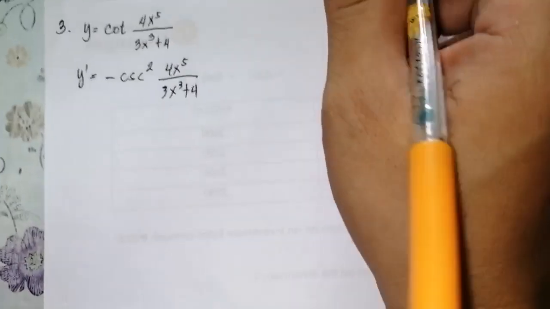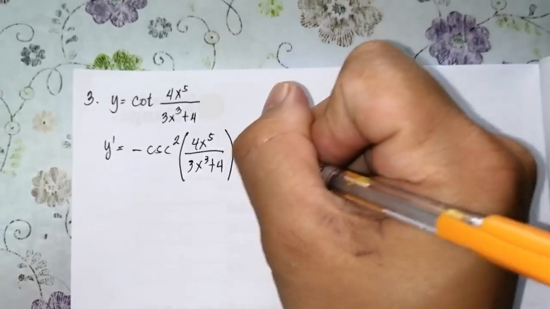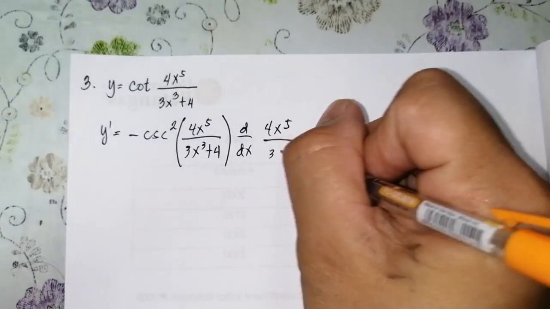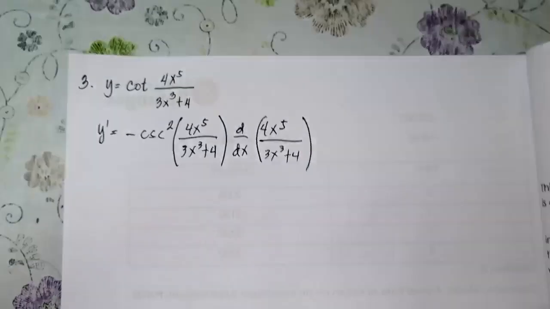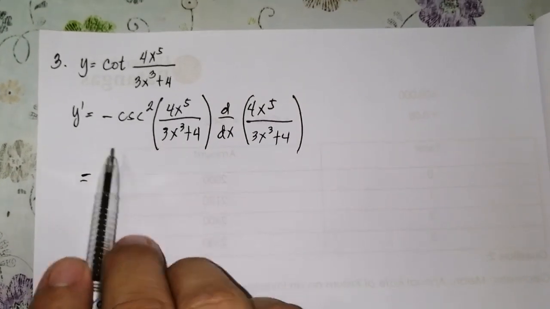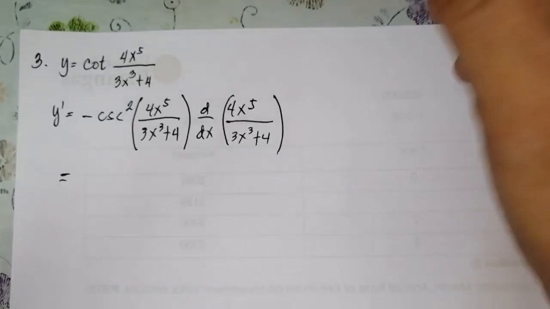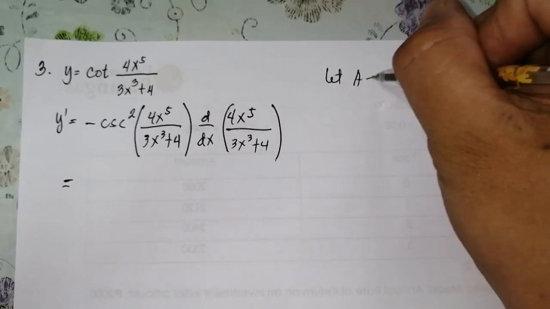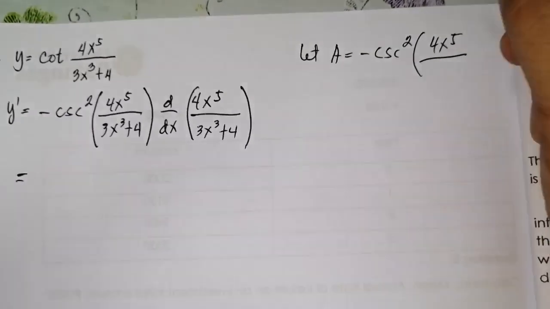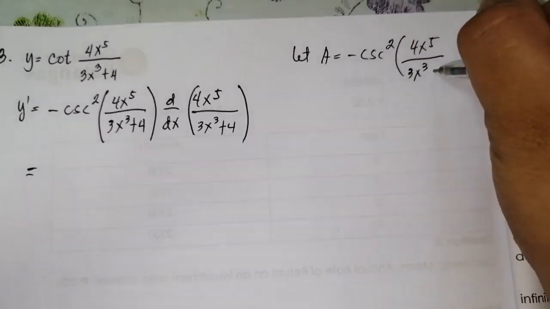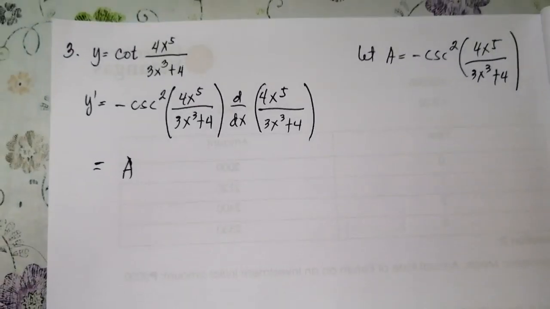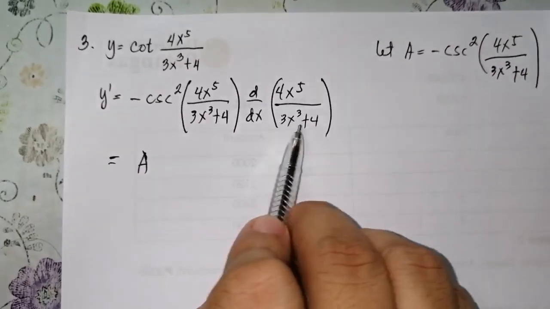times the derivative of, or d over dx of, 4x raised to 5 over 3x cubed plus 4. So copy. This time I won't copy this yet, let's just let a equal this, then we'll substitute later. Let a be equal to negative cosecant squared of 4x raised to 5 over 3x cubed plus 4. So this is a times the derivative of 4x raised to 5 over 3x cubed plus 4.